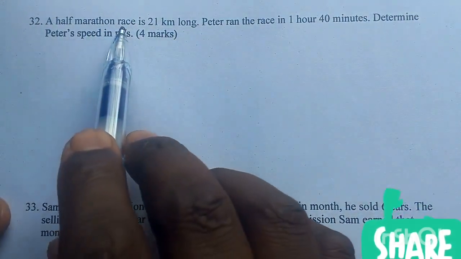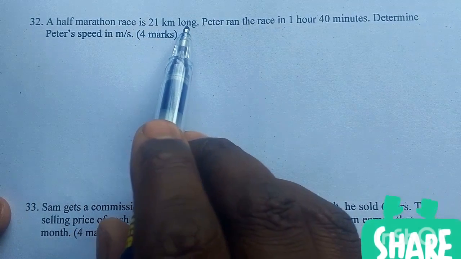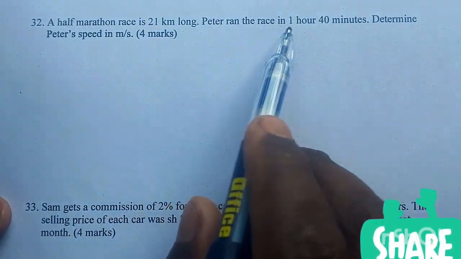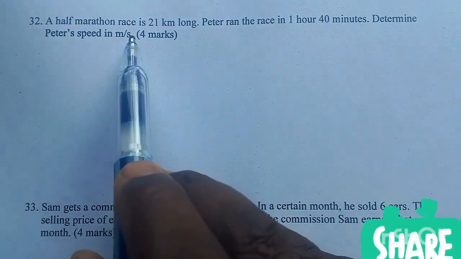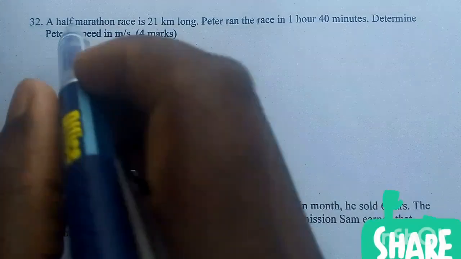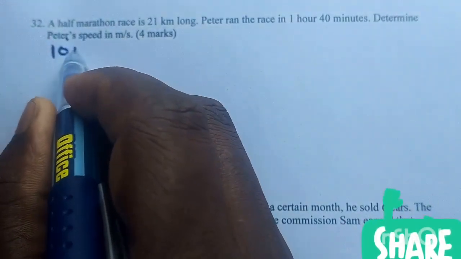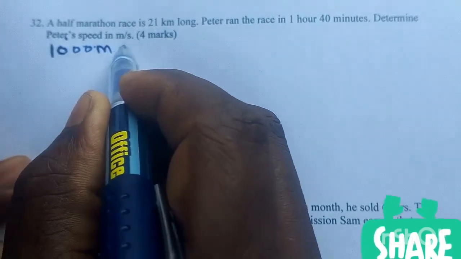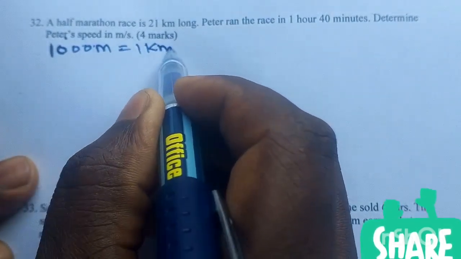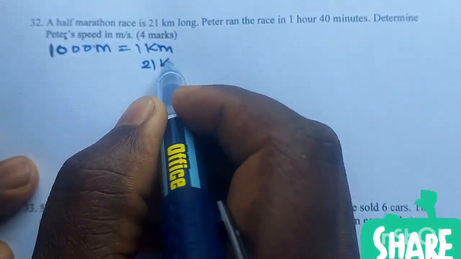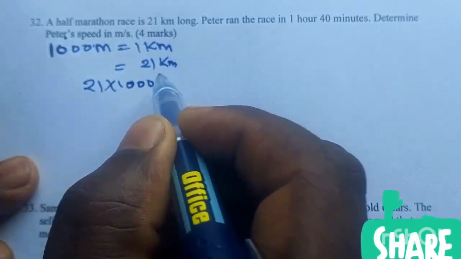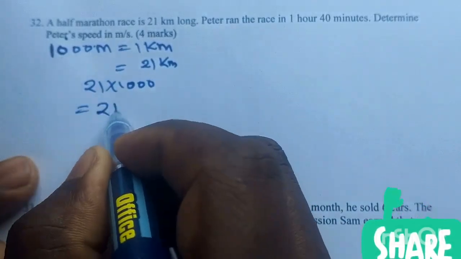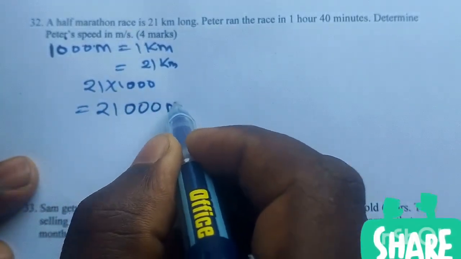A half marathon race is 21 kilometers long. Peter ran the race in 1 hour, 40 minutes. Determine the speed in meters per second. Convert 21 kilometers to meters. 1,000 meters is equal to 1 kilometer. So 21 kilometers will be equal to 21 times 1,000, which is equal to 21,000 meters.